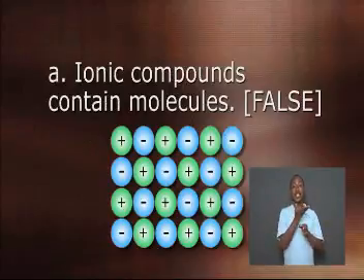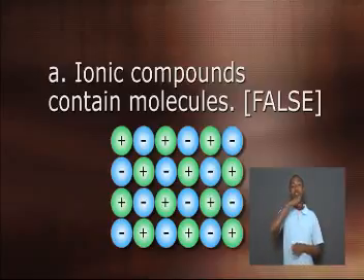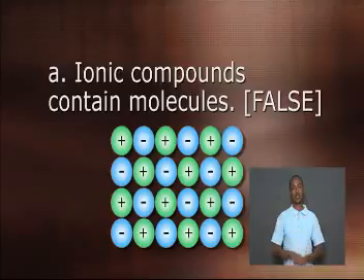Statement A is false. Ionic compounds do not contain molecules. They are a collection of positive and negative ions. When they are in the solid state, each ion is surrounded by ions of the opposite charge. This produces an ordered array of ions called crystal, as you see here.